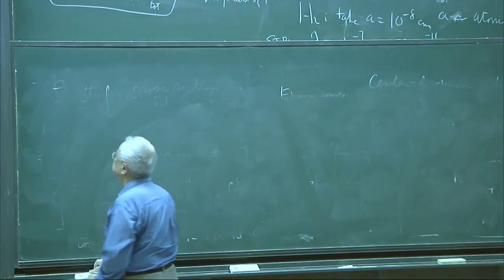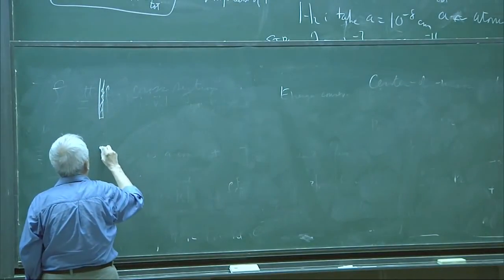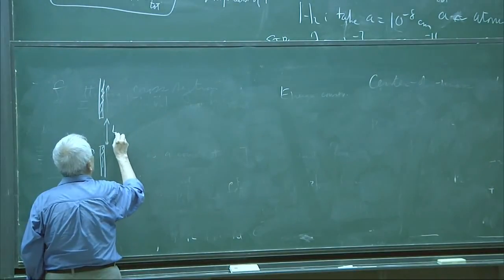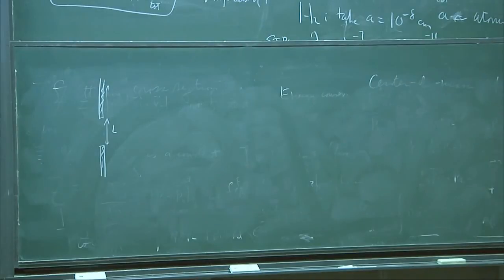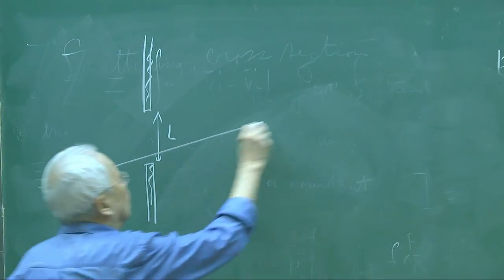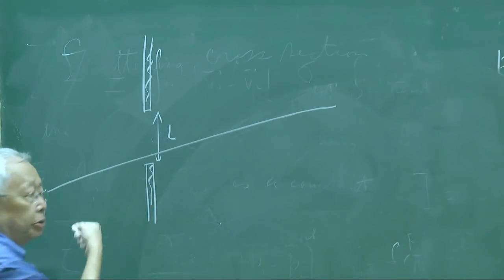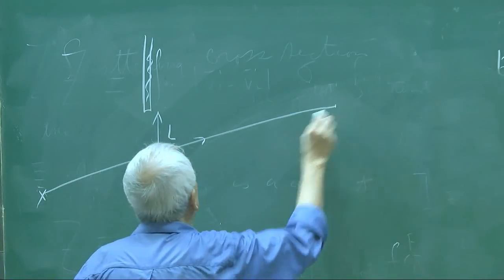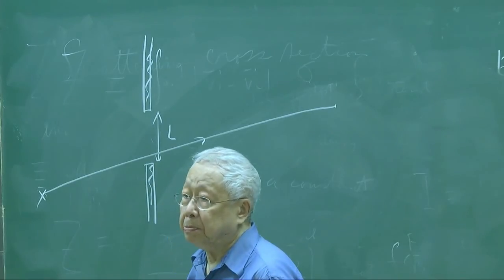So let me illustrate. Here's a wall in the gas, and this is L. And the mean free path is much bigger than L. What does this mean? That means that if a gas goes through this hole, the last scattering happens on the other side. So it goes through this hole without scattering. And that's a collisionless regime.